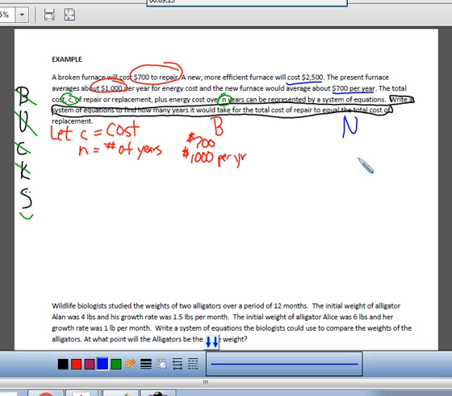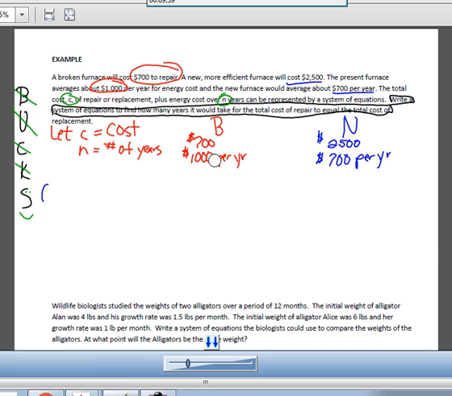The new furnace is $2,500, so it costs more for the new furnace. But it's $700 per year to run it. So because it's a new furnace, it runs better. Alright, so first step, we're going to write our systems of equations. Actually, before I get to that, let's write down the equations for each of these.